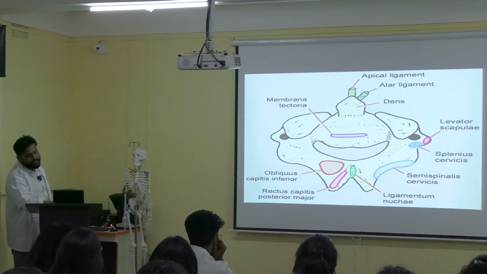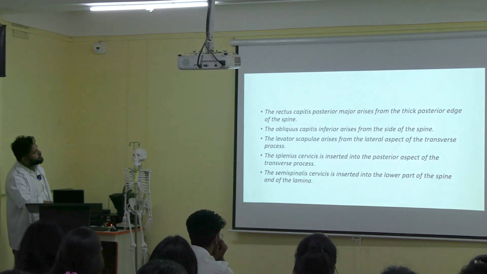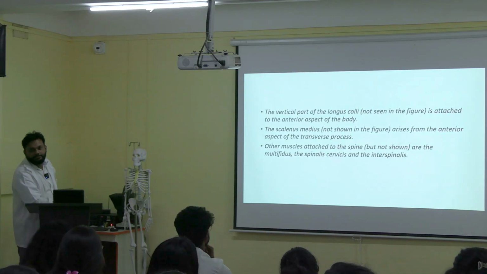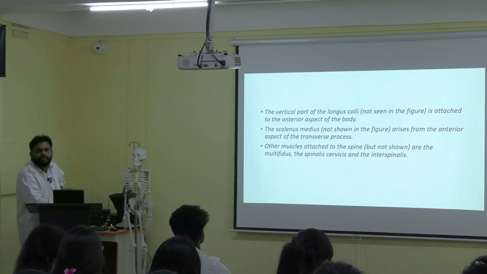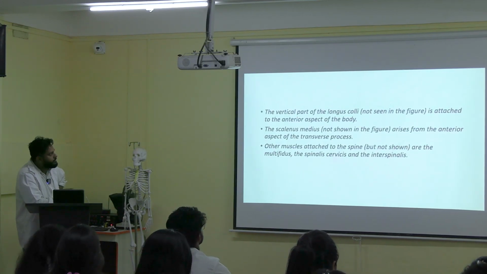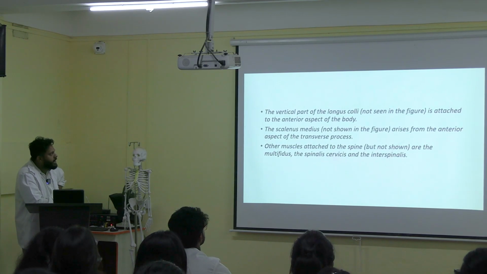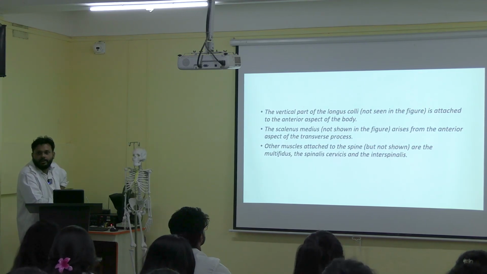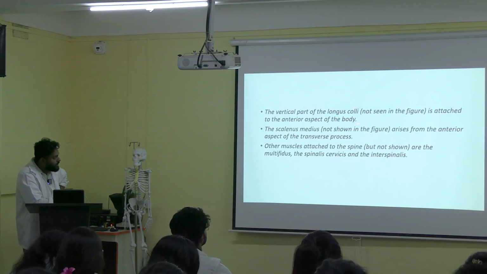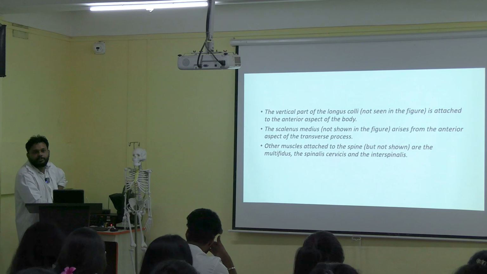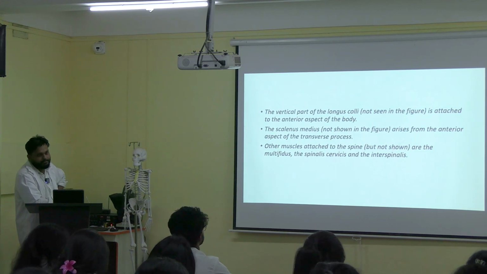There are few other structures as well, not seen in this picture. Write it down. These three you have to write. I couldn't get any better picture, so write it down. The vertical part of the longus colli is attached to the anterior aspect of the body.